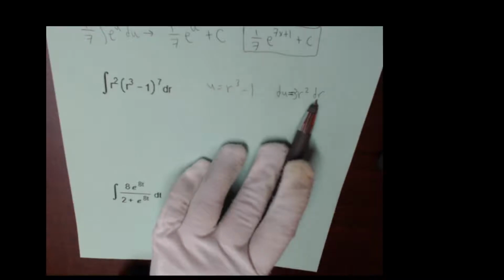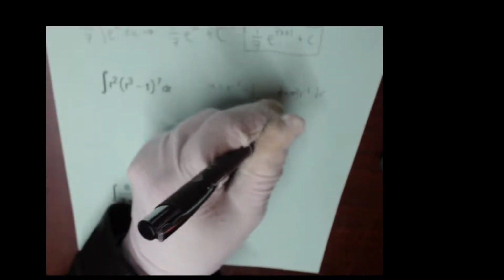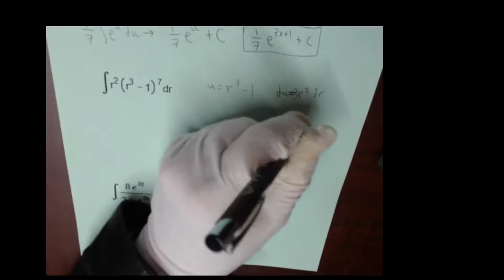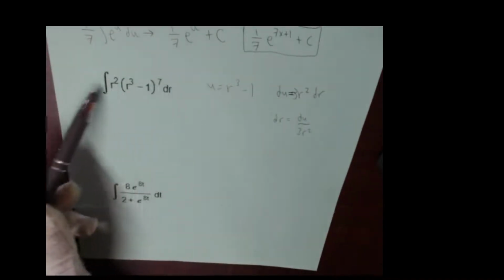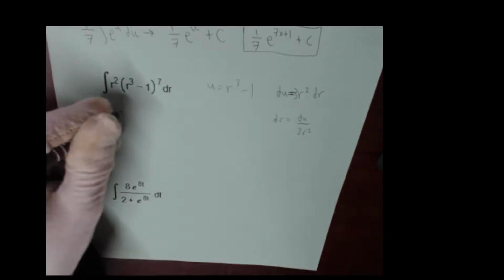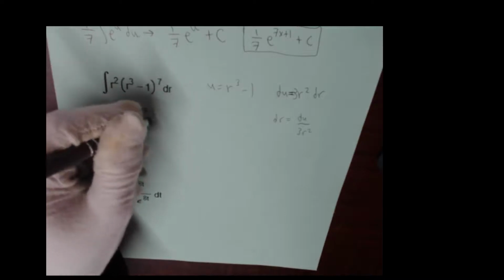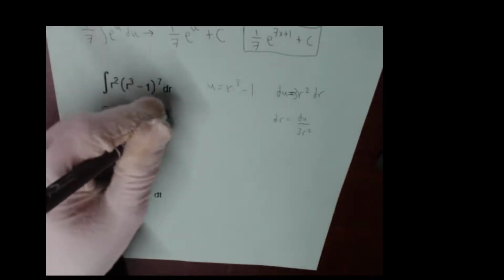Now on this one, it might be a good idea to go ahead and just solve for dr. So we have dr is equal to du over 3r squared. The reason I'm using r instead of x is because that's our variable here. So with u and with dr, we're ready to do our substitution. So this is the integral of r squared times u to the 7. Do you agree with that? R squared times u to the 7. And then we replace dr with du over 3r squared.